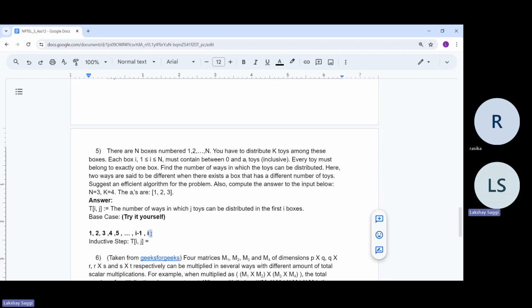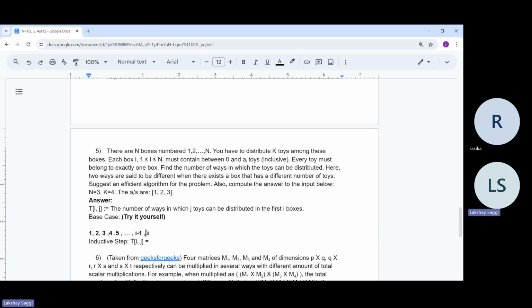So this ith box can have 0 toys inside it, 1 toy inside it. So there are ai plus 1 number of ways in which we can place the toys in this box. Either there will be ai toys, ai minus 1 toys, ai minus 2 toys, till 0 toys. And obviously, if j is less than ai, then there can be a maximum of only j toys. But yeah, that's what I'm trying to say.